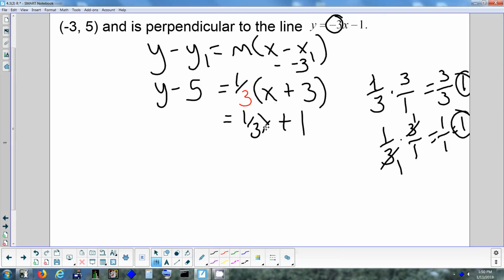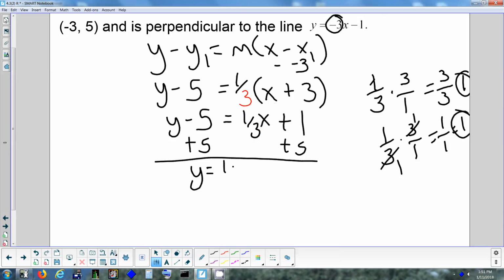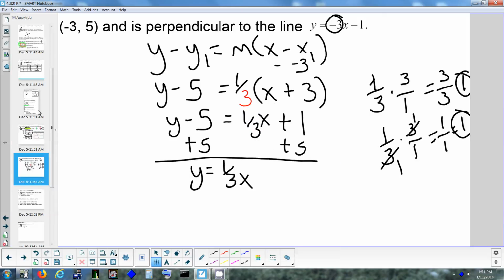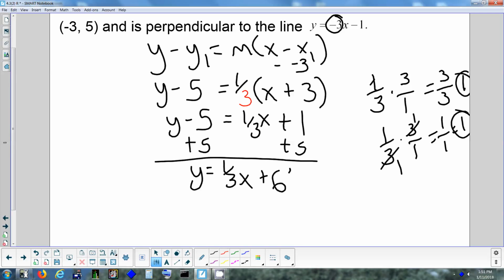Bring everything else down. Jack, what's the last step? We already have a -5, so add 5. Where else do I add 5? 1 plus 5, Jack? Positive 6. And there you go. All right? That's it right there.